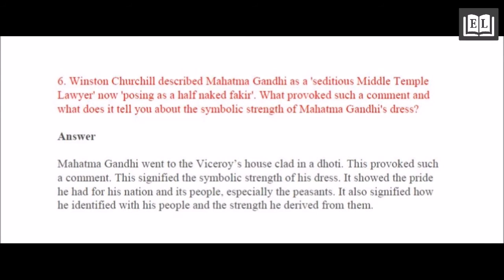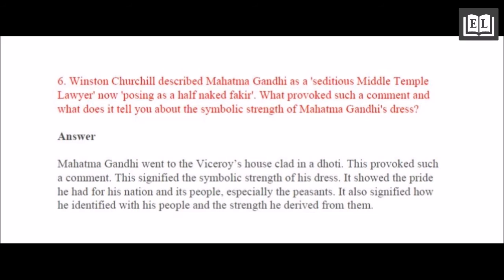6. Winston Churchill described Mahatma Gandhi as a seditious Middle Temple lawyer, now posing as a half-naked fakir. What provoked such a comment and what does it tell you about the symbolic strength of Mahatma Gandhi's dress?